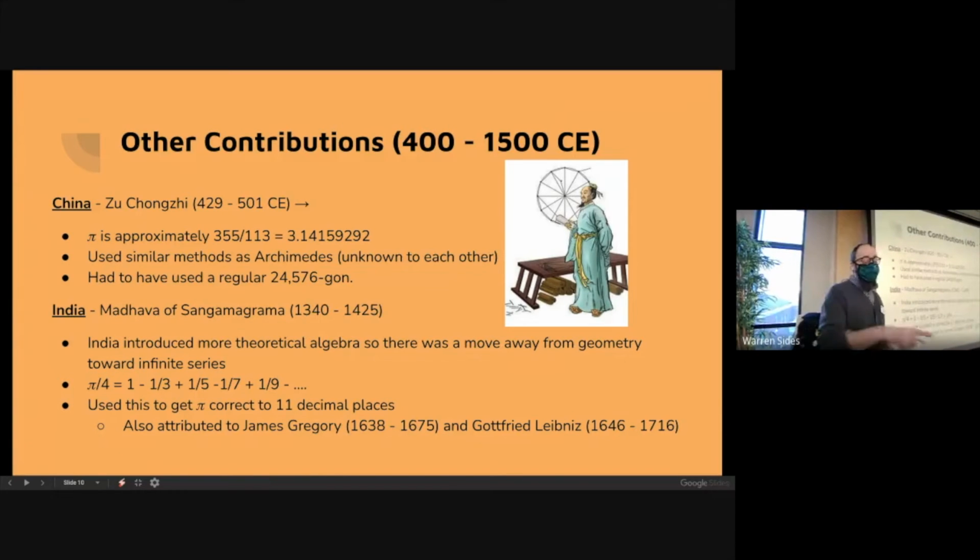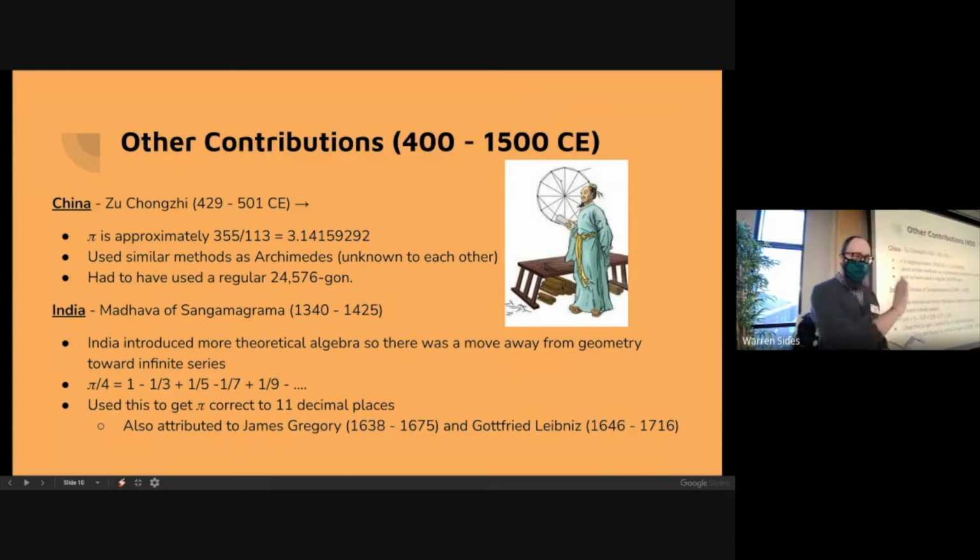In order for him to use Archimedes' method with that level of accuracy, he would have had to construct a 24,576-sided shape inside and outside. That is some crazy amount of dedication to a math problem, right? That's good for him. I don't know that I would have that dedication, but there it is, and they used that. That is the number that they were kicking around forever.